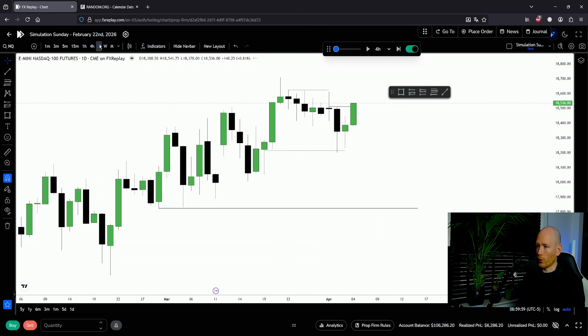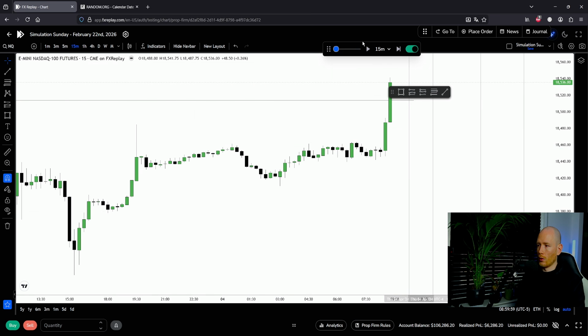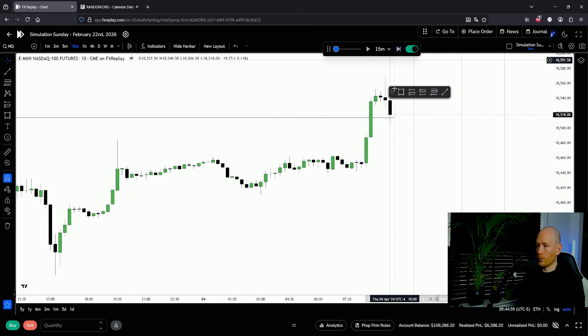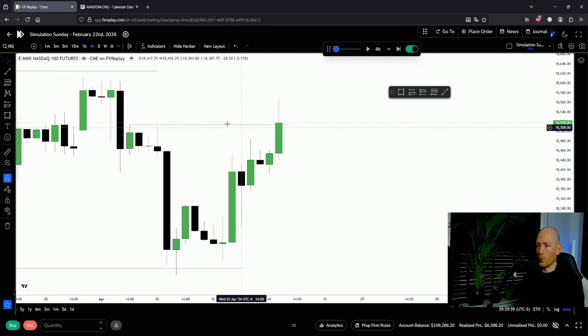Okay, so we took out the draw on liquidity. Price looks very bullish. Let's skip ahead to our time window. There we go. Let's look at the 4H. We don't have a swing point. We already formed it earlier, right? Like I said.